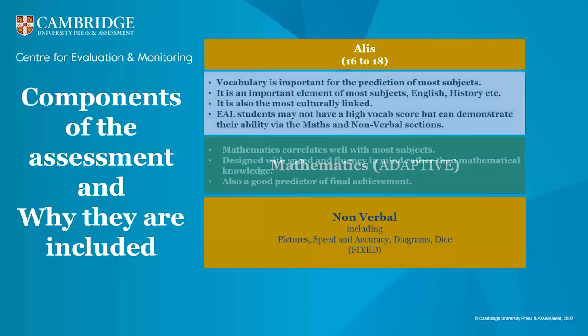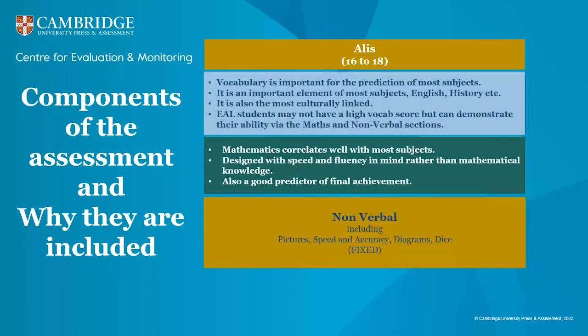So the reason why we include these sections: vocabulary is an important part of predictions when it comes to most subjects, especially important in the likes of English, history, and so on. You might find EAL students might not always have that high vocab score, but they can certainly demonstrate their ability in maybe the maths section or the non-verbal, which aren't as language centric as the vocabulary.